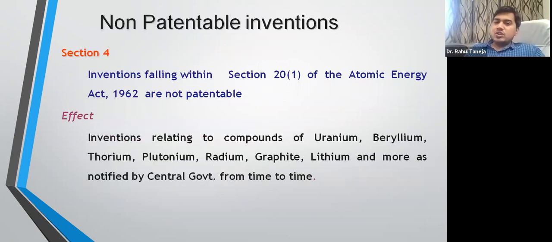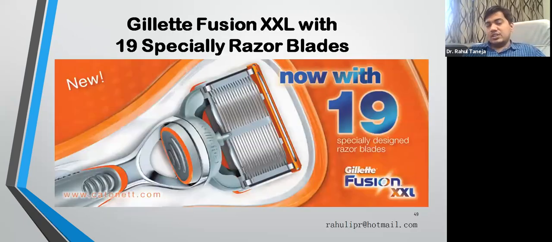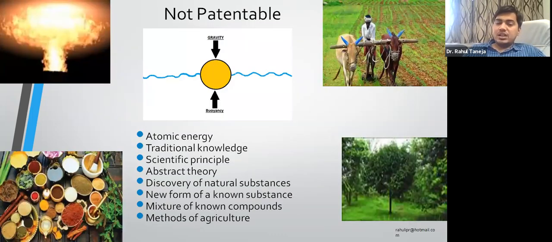Section 4: inventions falling within Section 21 of the Atomic Energy Act are not patentable, like inventions related to compounds of uranium, thorium, plutonium. These things cannot be filed for a patent application. So, in a nutshell, a few things cannot be filed for a patent application: atomic energy, traditional knowledge, scientific principle, abstract theory, discovery of a natural substance, new form of a known substance, mixture of known compounds, and method of transfusion and method of agriculture cannot be filed for a patent application.